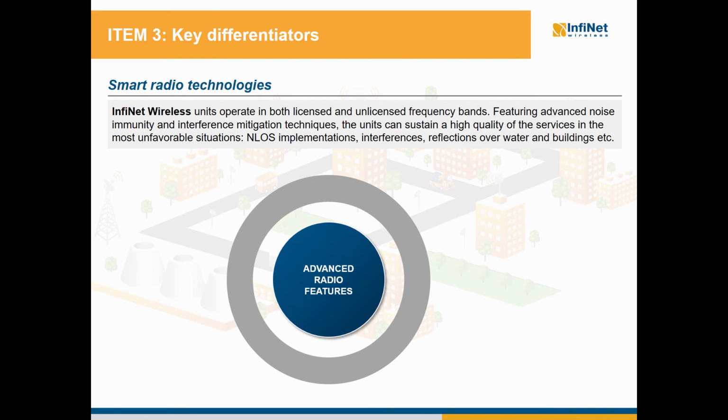We'll lastly review the smart radio technologies that are implemented for the Infinet units, featuring advanced noise immunity and interference mitigation techniques. The units can sustain a high performance and quality of service in the most unfavorable situations like non-line-of-sight implementations, interferences, reflections over the water, and buildings. We have auto bitrate, which is a smart adaptive rate control algorithm that keeps track of the optimal modulation.